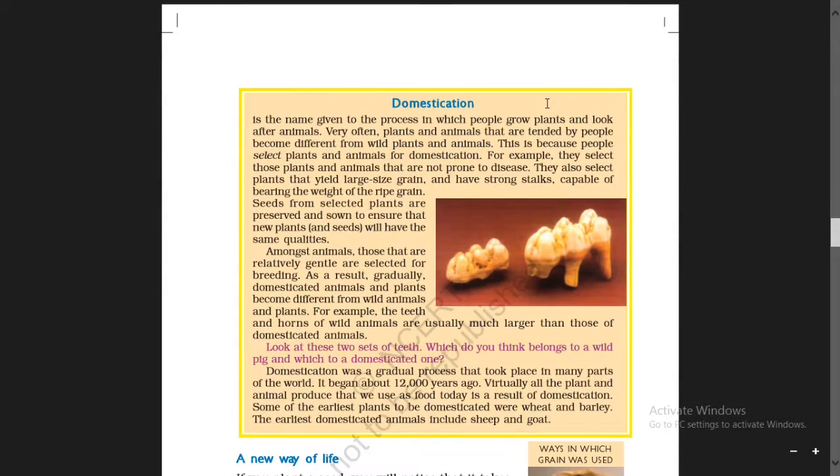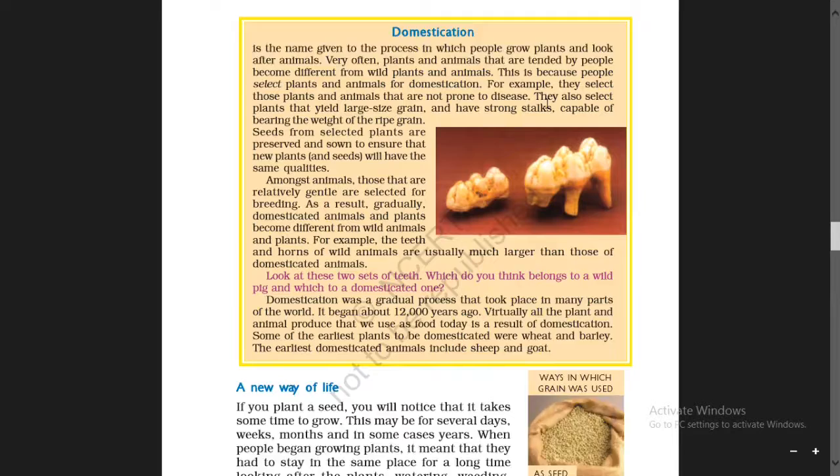Now let us proceed to the next page. Domestication. Domestic animals, you see, they began to domesticate animals.